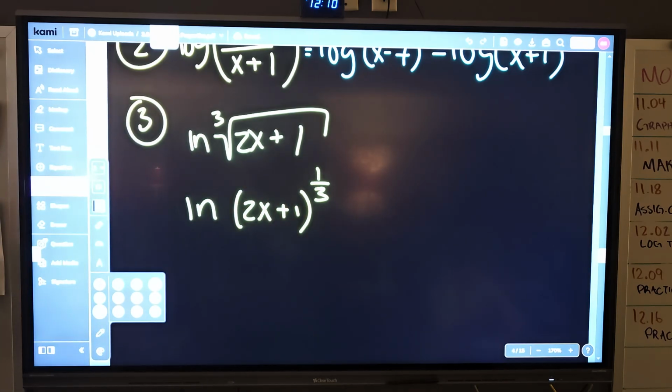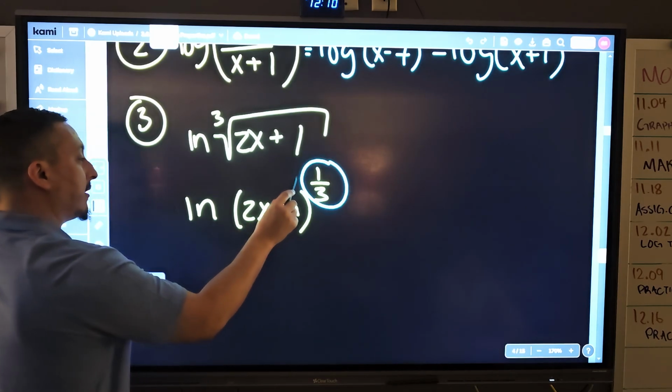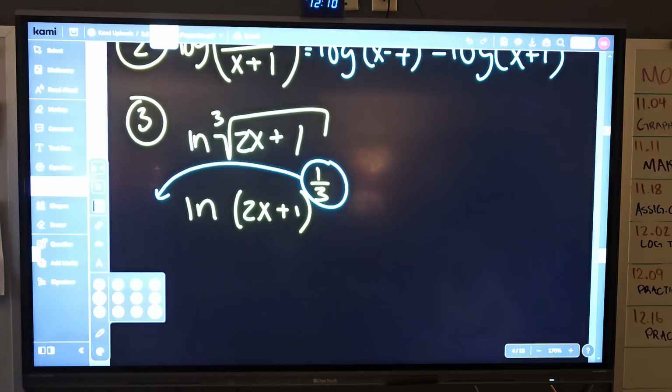Here's why you have to know how to do that: once you do that, then we can use the power rule. It's a power, so we can drop down the power. But if you don't do that, then you don't know that it's a power and there's nothing to drop, so you're kind of stuck with that problem. But if you know that it is a power, then I just drop it.